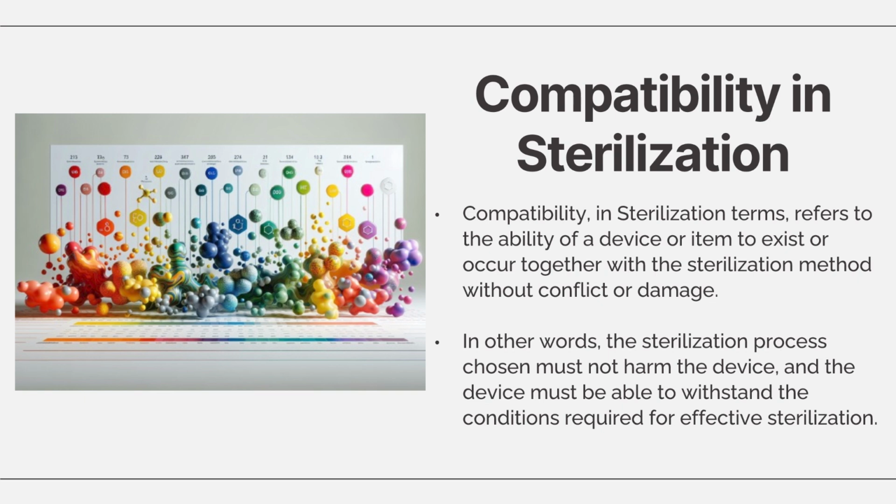First, the device must be able to withstand the physical and chemical conditions of the sterilization process. For example, materials like plastics, rubber, and electronics may be sensitive to high heat, moisture, or harsh chemicals. Second, the sterilization method must be capable of effectively sterilizing the device without being hindered by the device's materials or design features, such as tight lumens or complex shapes. If the sterilization method harms the device by warping, cracking, corroding, or degrading materials, then the device's function or safety may be compromised. Therefore, selecting a compatible sterilization method ensures the device remains safe and functional while achieving complete microbial destruction.